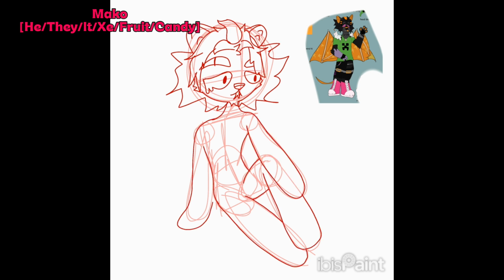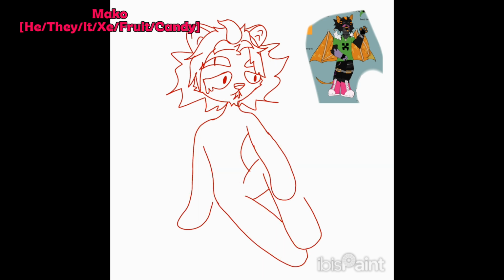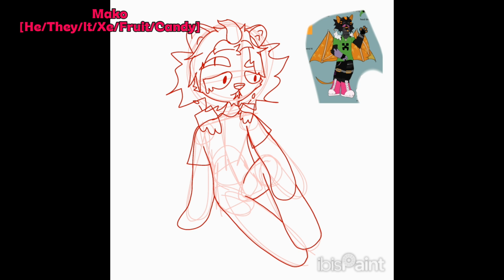He's 23 years old and 153 centimeters, which is 5 feet in freedom units. It is from Thailand and has Ukrainian and Hawaiian roots. Mako is a mess of a guy. They aren't sure of themselves one bit. He's still trying to figure himself out.